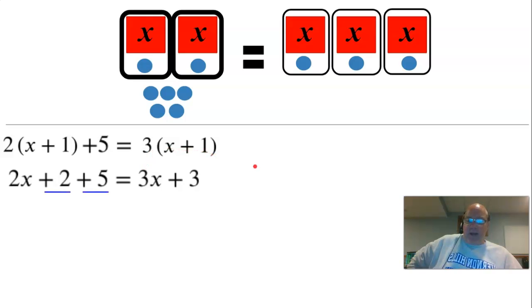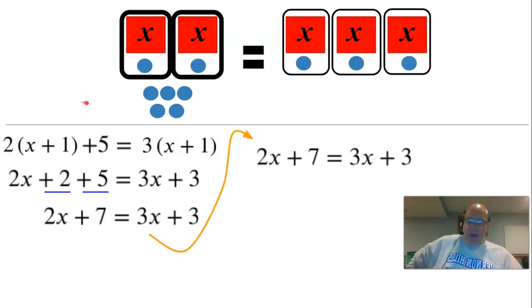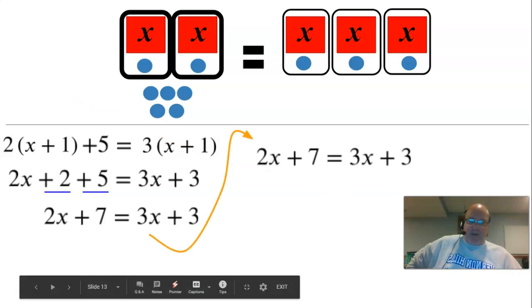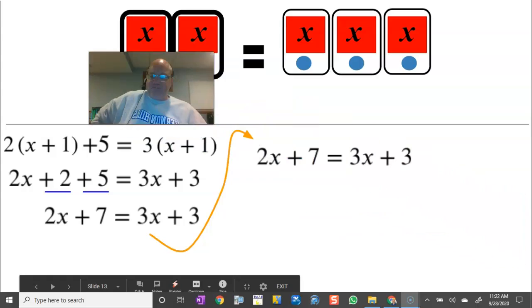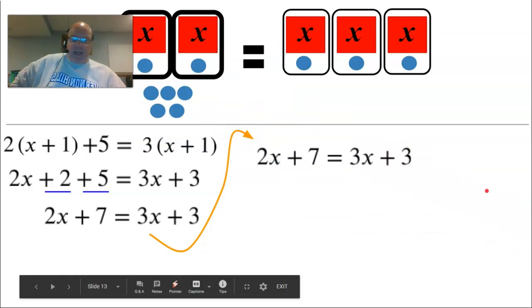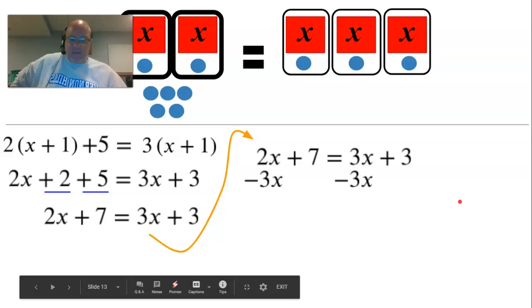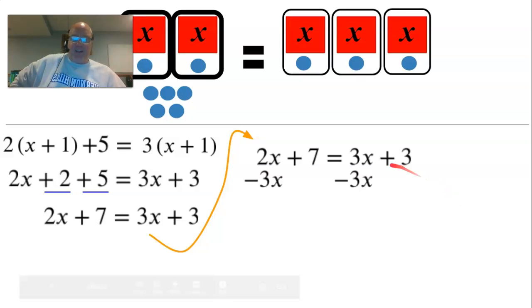Now I'm going to go ahead and combine any like terms that I have on the left side, which happens to be a positive 2 and a positive 5. So I'm left with 2x plus 7 equals 3x plus 3. Okay, now I'm going to go ahead and take that 2x plus 7 equals 3x plus 3, and I'm going to go ahead and get all of my x variables on the left-hand side of the equation.